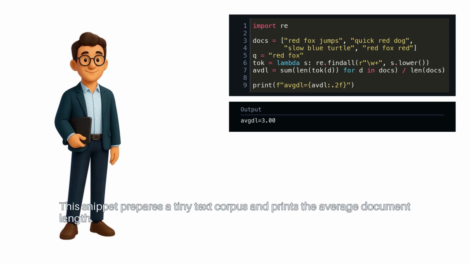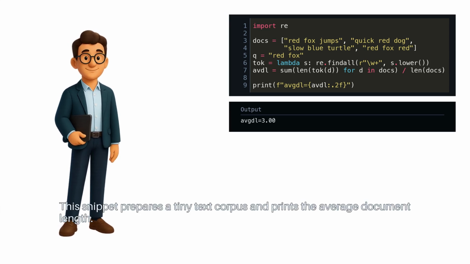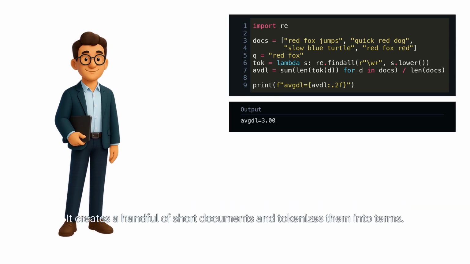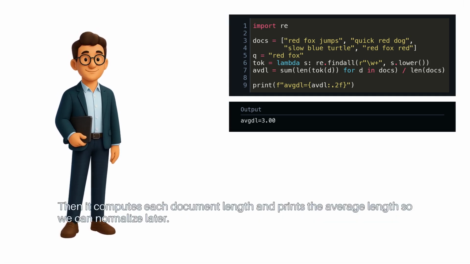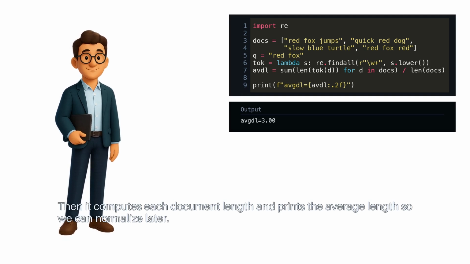This snippet prepares a tiny text corpus and prints the average document length. It creates a handful of short documents and tokenizes them into terms. Then it computes each document length and prints the average length so we can normalize later.